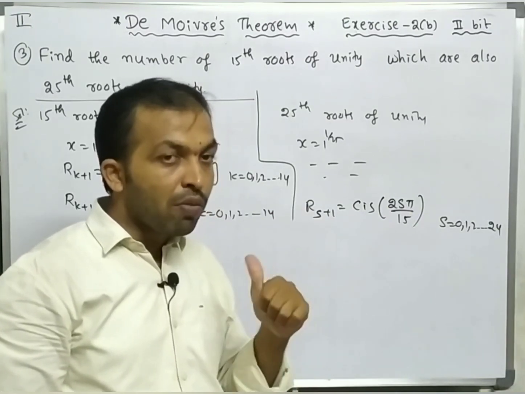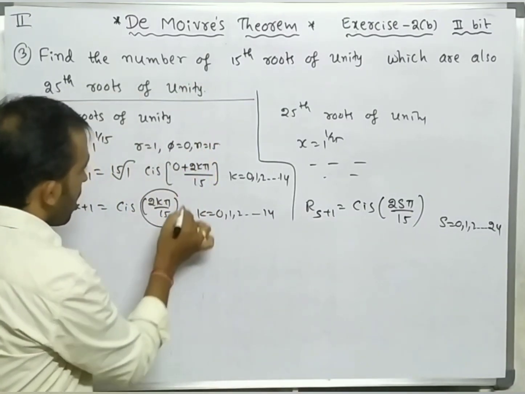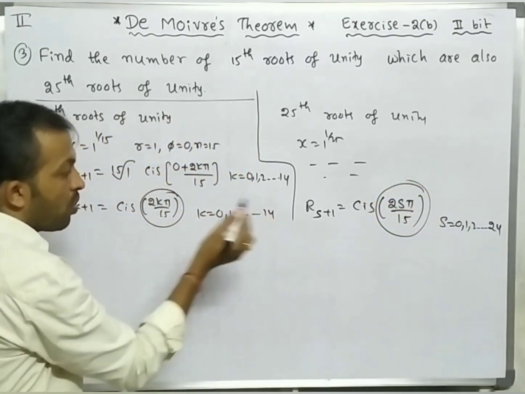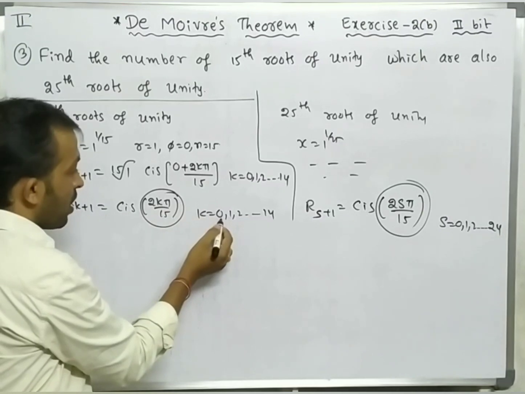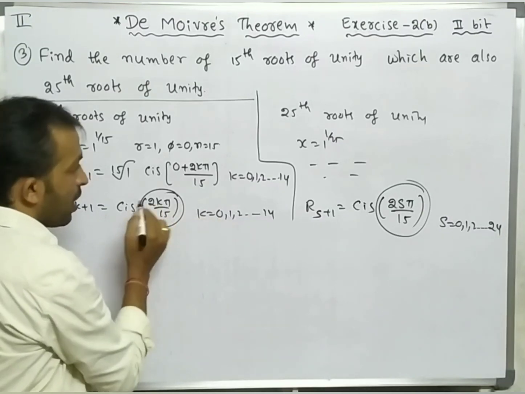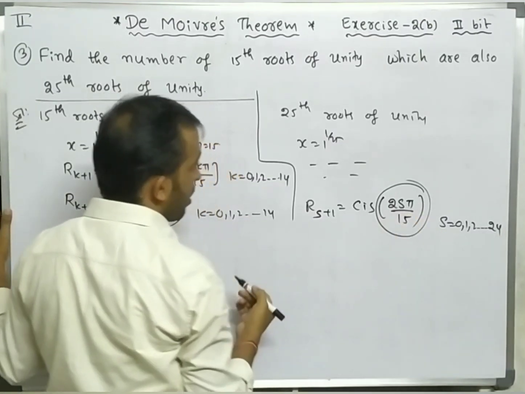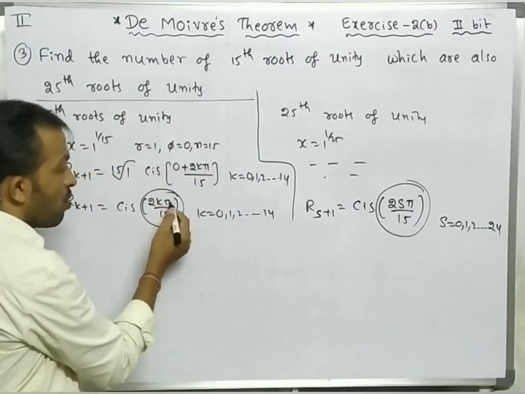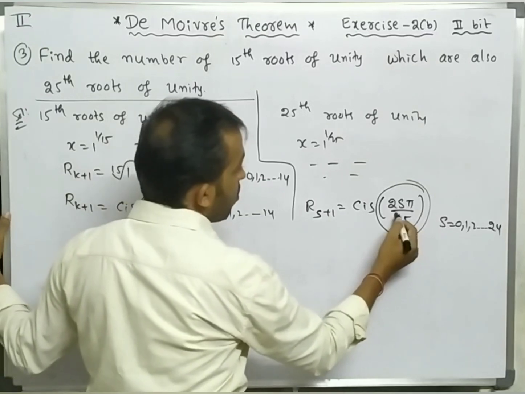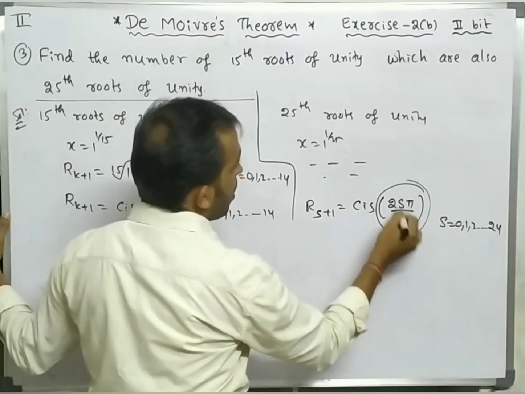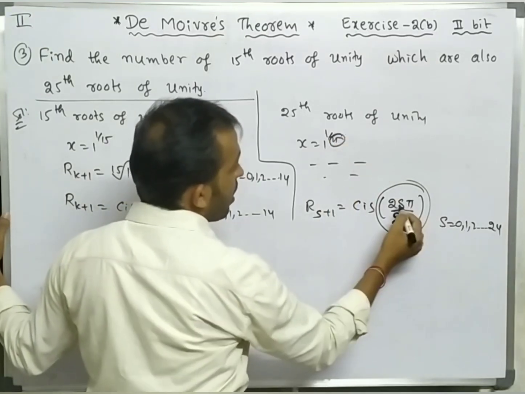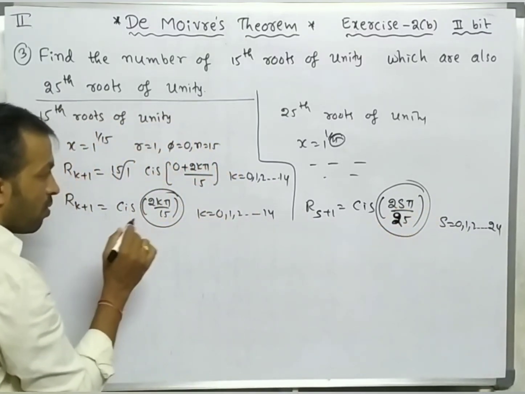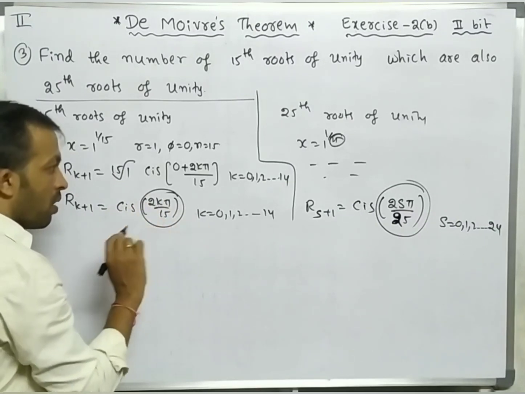Common root means what? Here and here we should have the same value. Common root means if we substitute k is equal to 0, here we will get 6 0, here also we will get 6 0. Okay, if we substitute k is equal to 1, we will get 2 pi by 15. If n is equal to 25, right? So here we will get 2 pi by 25. They are not equal, so we should find the equal common roots.